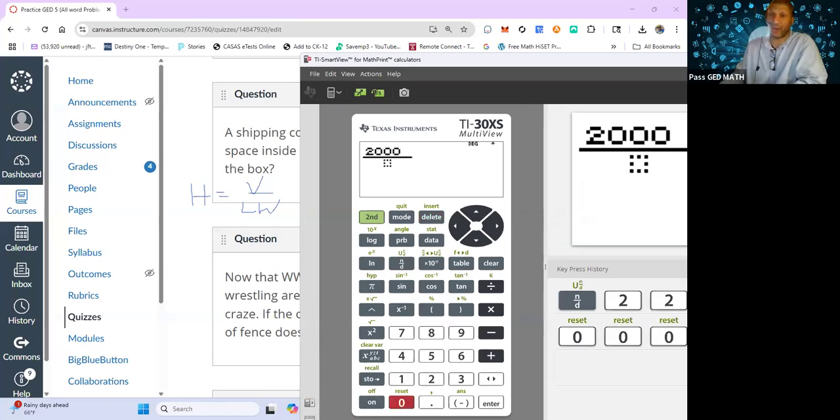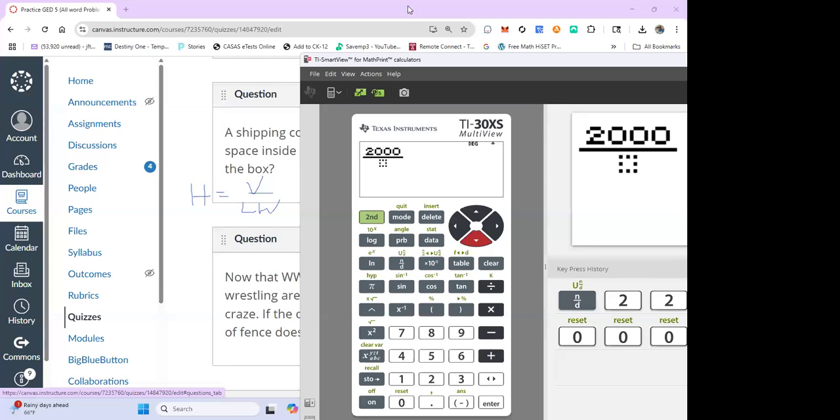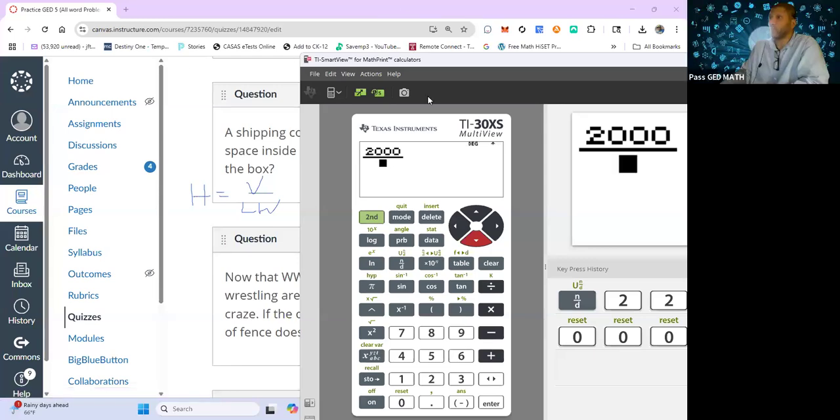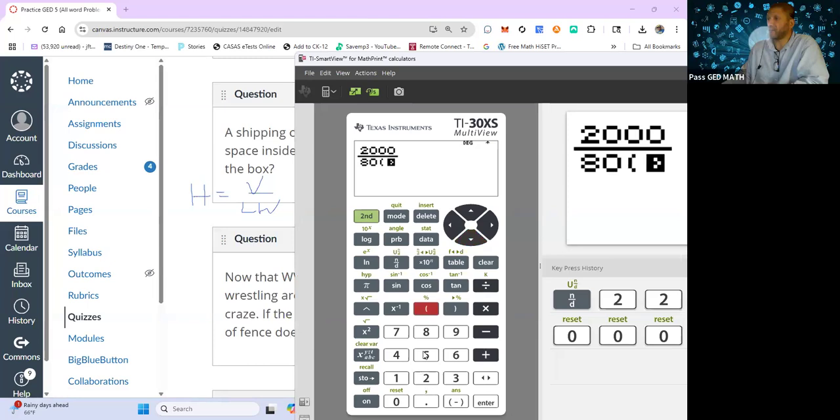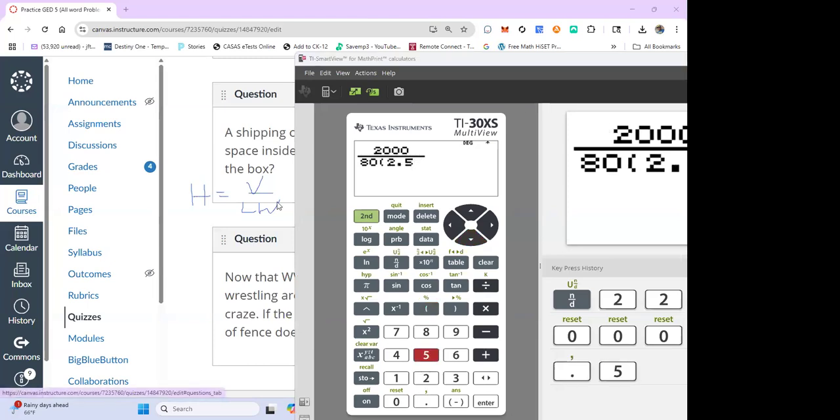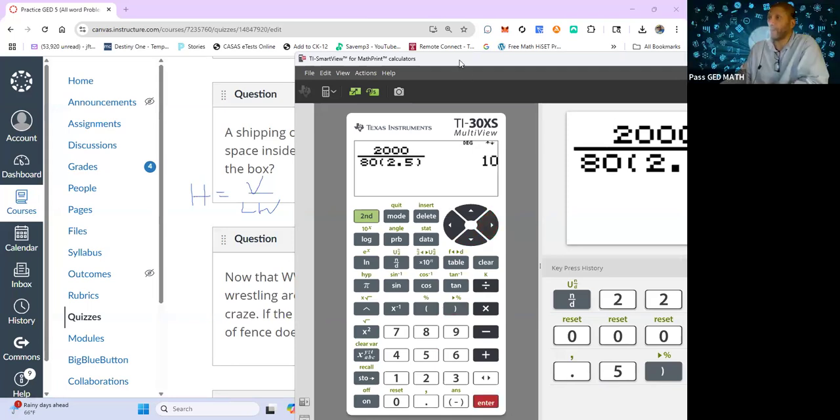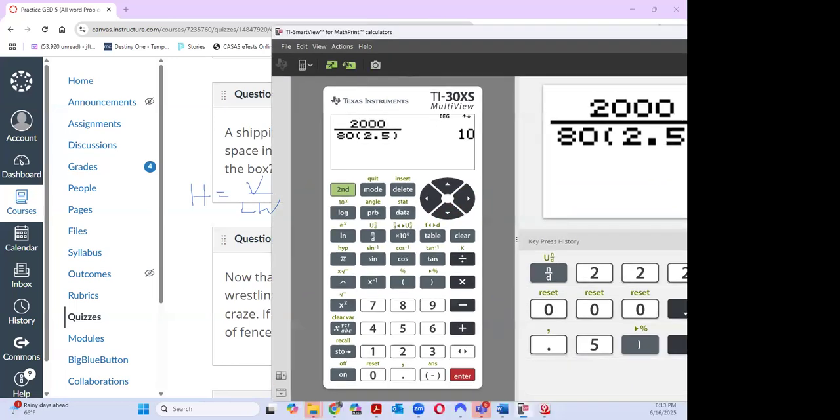Then we're gonna hit our down arrow. We're going to go into our denominator. And then we need to do length times width. What's our length? 80 times 2.5. We get out of our fraction, we press enter. Our height is what? 10.